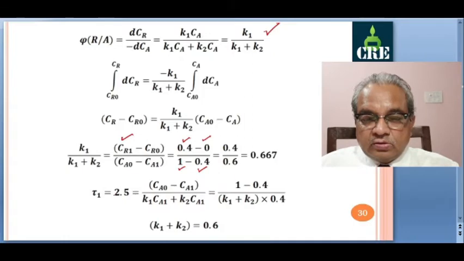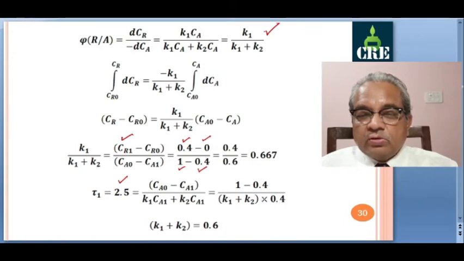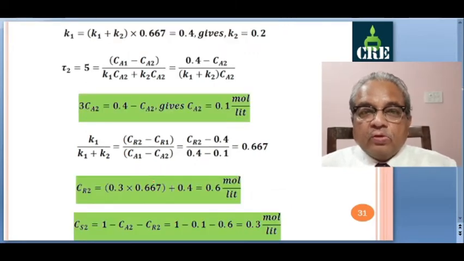Now we can write tau1, which is given 2.5, equal to Ca0 minus Ca1 for the first reactor divided by minus Ra, which is K1 Ca1 plus K2 Ca1. You know these values, so substitute. K1 plus K2 you can take common. Ca1 is 0.4, that is known. If you solve this, you get K1 plus K2 is equal to 0.6.